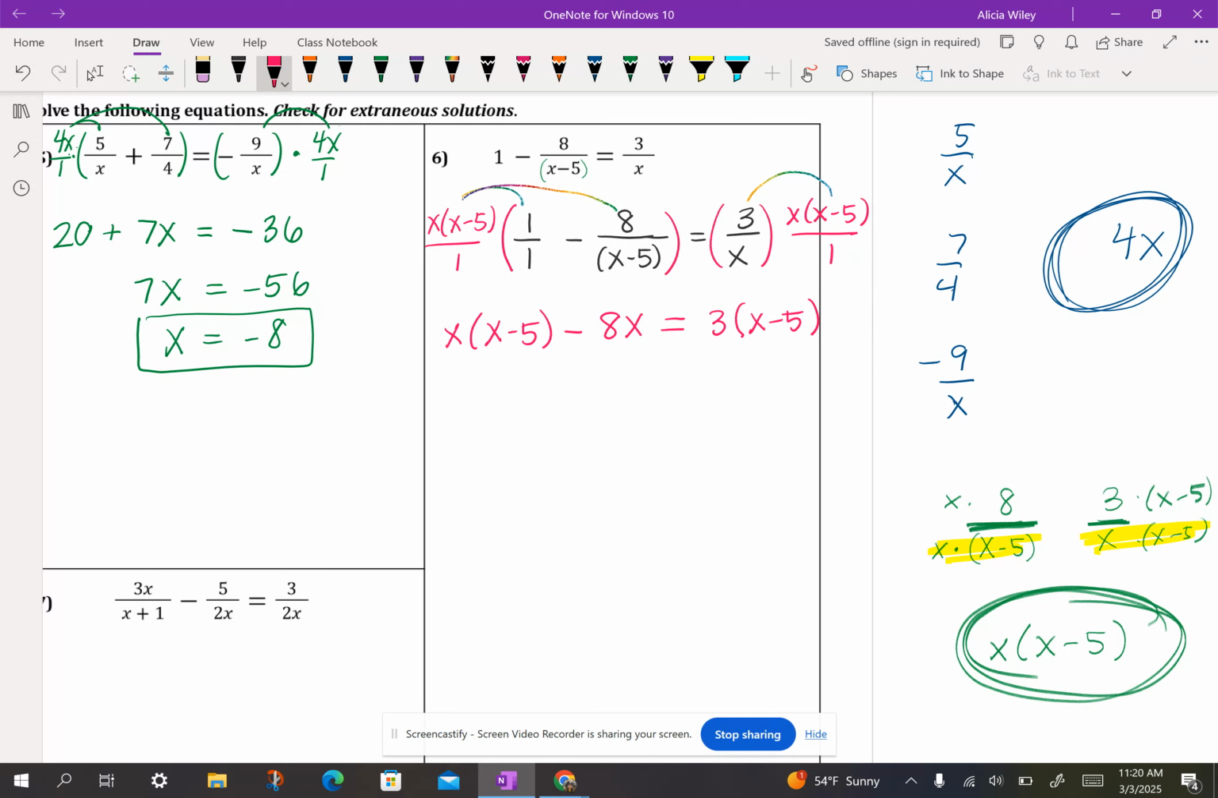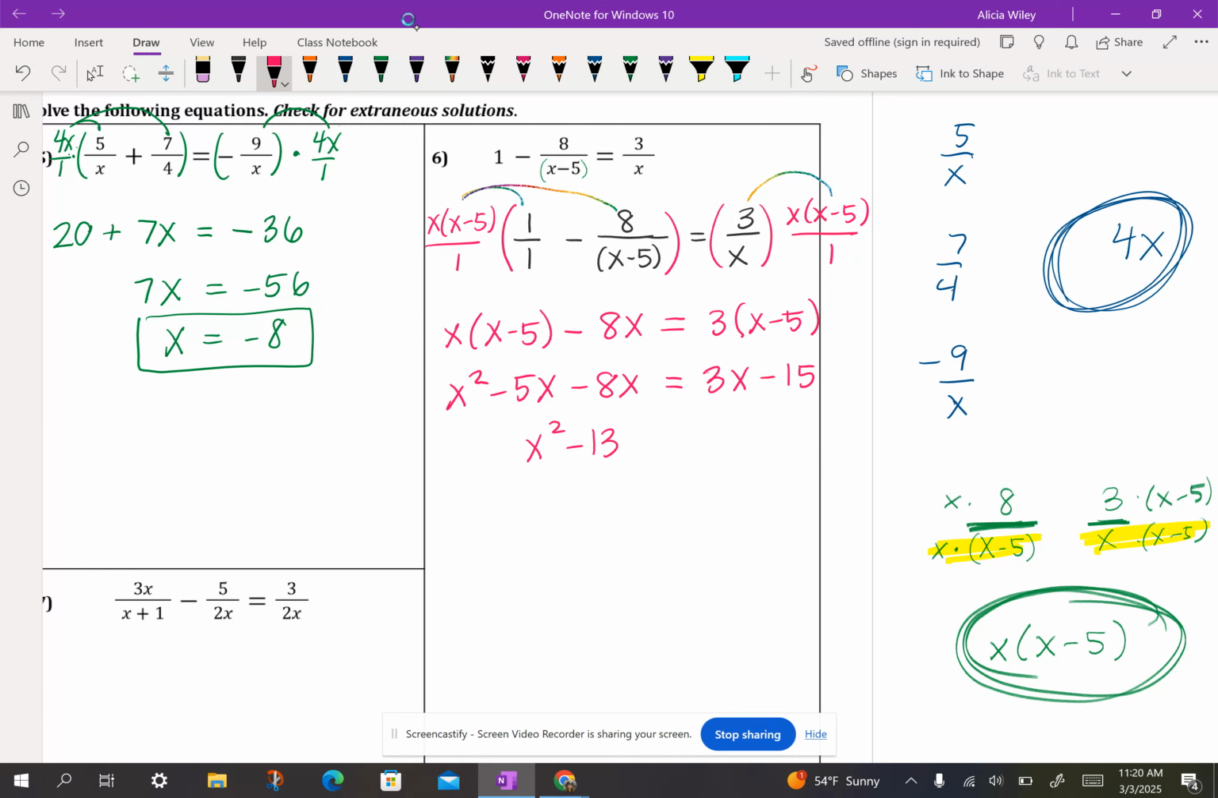Remember, when you are solving, the first thing you should do is distribute. That gives me x squared minus 5x. Bring down the negative 8x. I'll use that in the next step. Equals, distribute 3x minus 15. Okay, we have some like terms here. I'm going to go ahead and combine those.